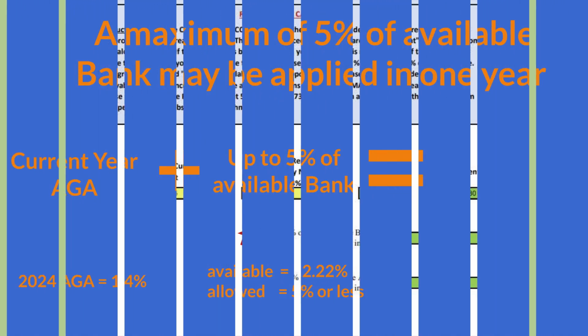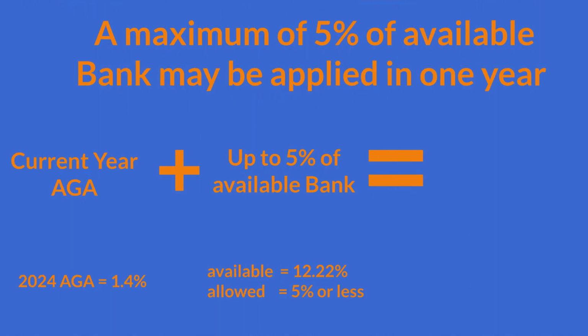When entering this percentage, the landlord must understand an important rule. In 1 year, the landlord may only take the current year's AGA and up to 5% of available bank. If the bank is over 5%, the landlord may not apply the entire bank at once, but rather over the course of several years of rent increases.